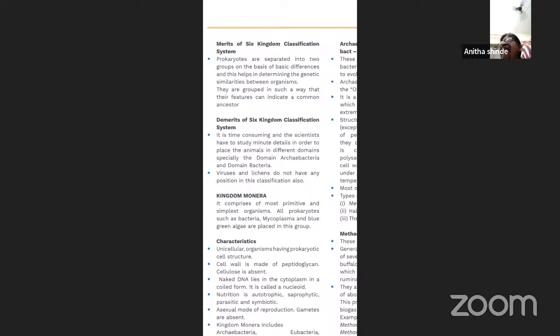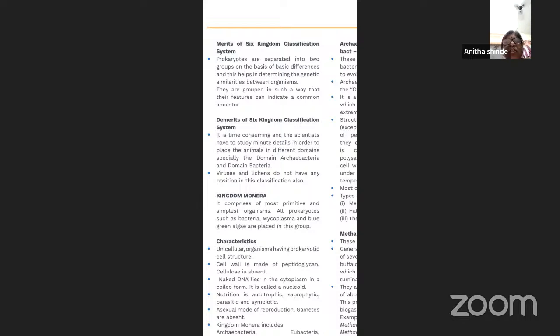Of course, with eubacteria, where plants and animals come, there will not be much difficulty. But when you talk about bacteria, because a huge number of bacteria and archaebacteria species are there, it is very difficult for the scientists, because they need to study minute details to classify them into these two different domains. So that is one of the drawbacks.